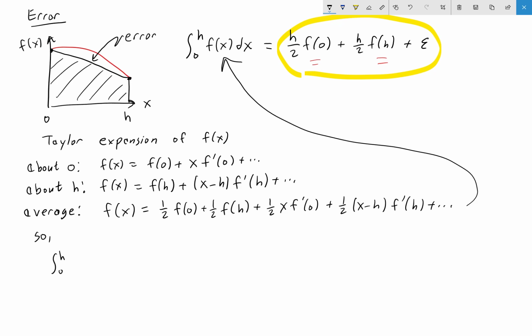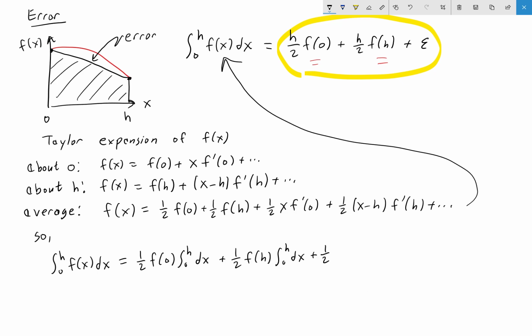So integrate 0 to h f of x dx, and that will be equal to 1/2. So we're looking at the first term, 1/2 times f0 times the integration 0 to h dx, because everything there was a constant. The second term, again, everything's constant, so I can pull out everything in front of the integration, 0 to h dx.